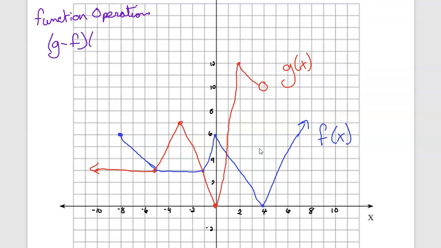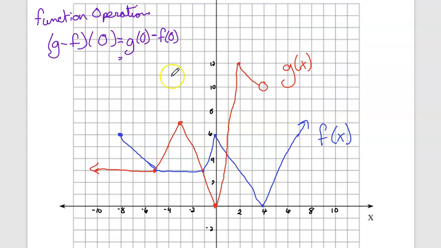at, we'll go with -5. Okay? No, -5 won't work. Let's go at 0. g minus f at 0. What that's going to tell us to do is find g at 0 and then subtract f at 0.